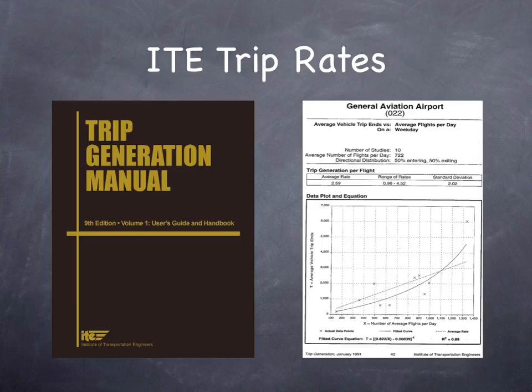Traffic engineers have produced the ITE Trip Generation Manual. ITE is the Institute of Transportation Engineers. They're the professional association for transportation engineers and analysts. They put out a book that looks at the numbers of trips that are leaving or going to a particular place as a function of one key characteristic of that place.